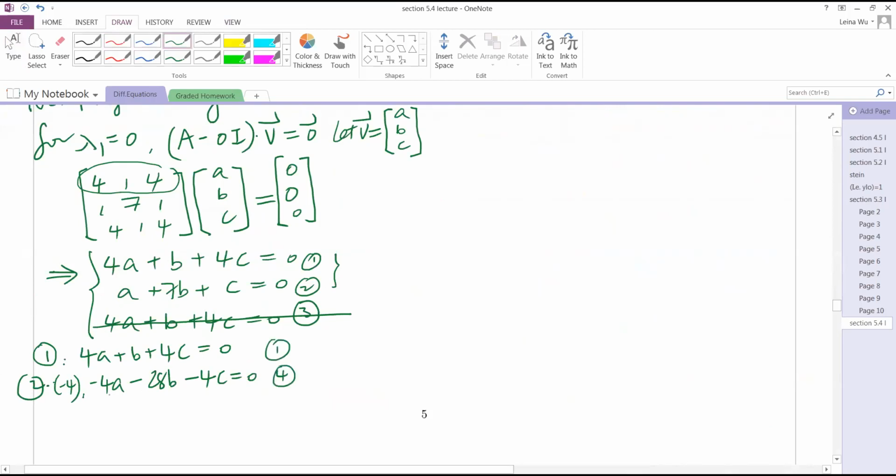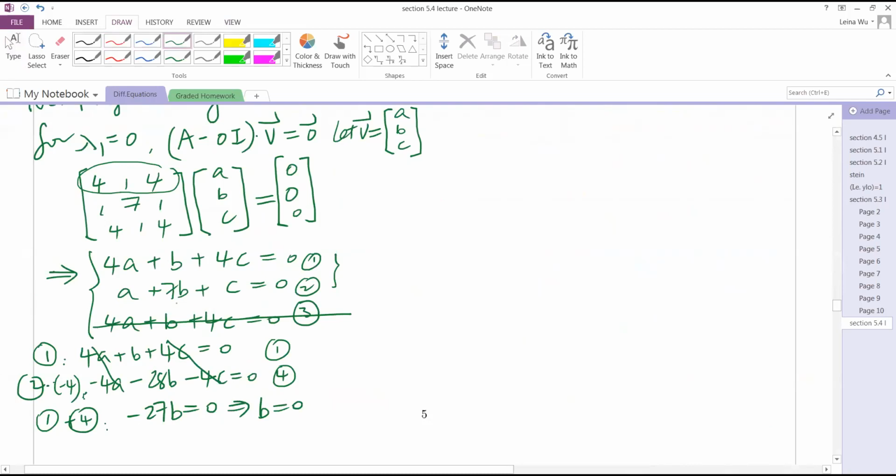This is equation 1. I can add these two equations, 1 plus 4, and A and C all get canceled, right? What do we have? We get -27B equals 0, right? It tells you B would be 0. Has to be 0, right? Good so far? Okay.